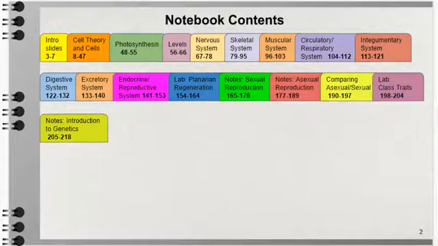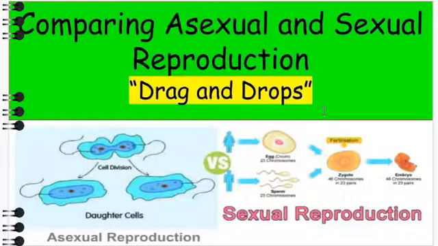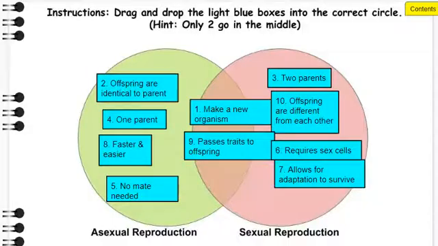All right, so we left off on comparing asexual and sexual reproduction. This one, we had to do all the drag and drops. That was the last thing we put in the notebook, and it ended with this slide right here.